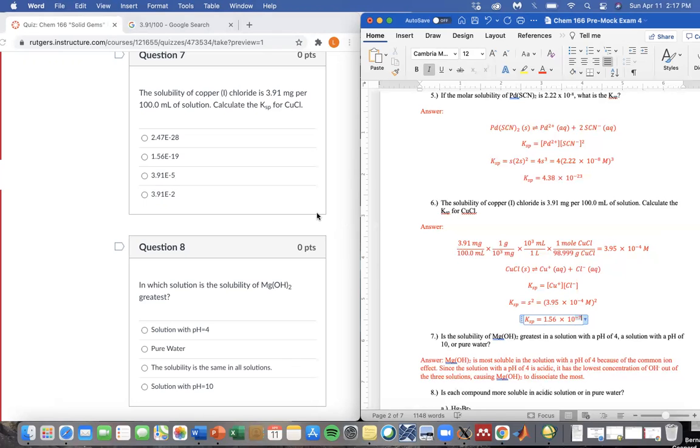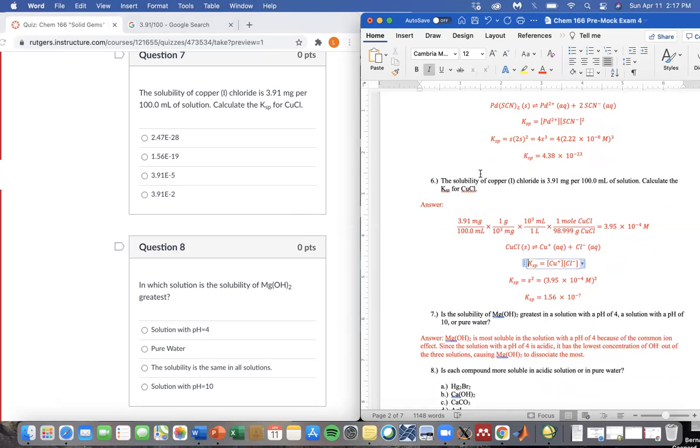So I need to correct that on the quiz, so don't worry if you didn't get one of the answer choices here. It should be 1.56 times 10 to the negative 7th, not to the negative 19th. Does that make sense? Do you guys have questions about that or anything?